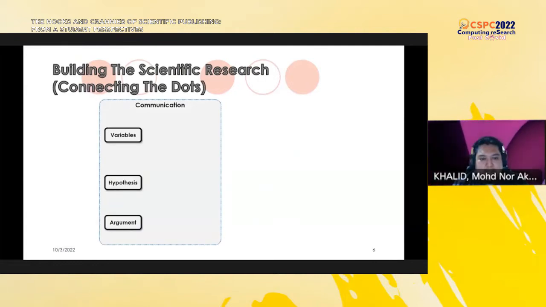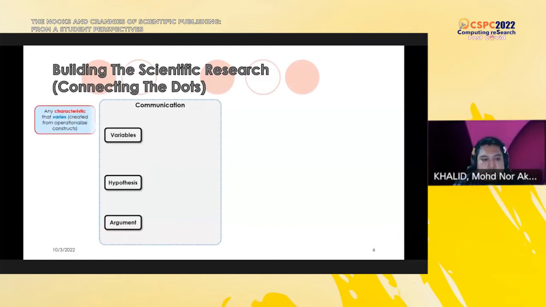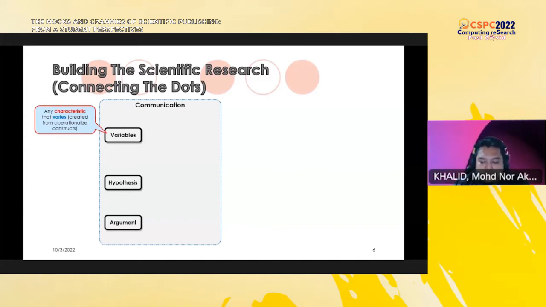Then after that, after we have all that components, it's important to have a certain way of communicating that particular definition, observation, concept, construct, and so on that is understandable to everyone, right? So in this way, you need to have your own variable, your own hypothesis, your own argument. This variable can be any characteristic.